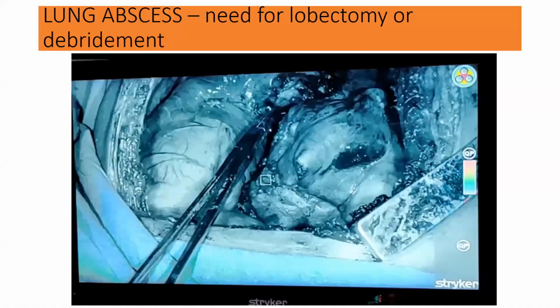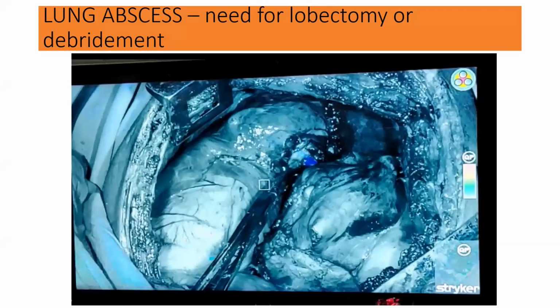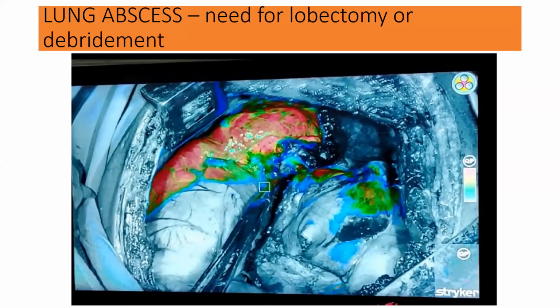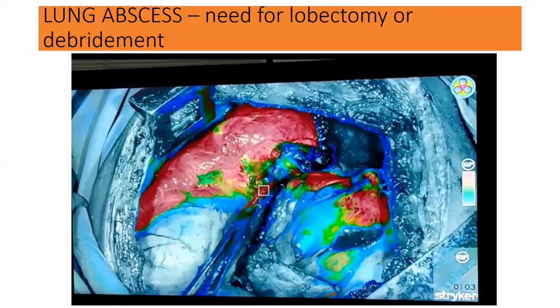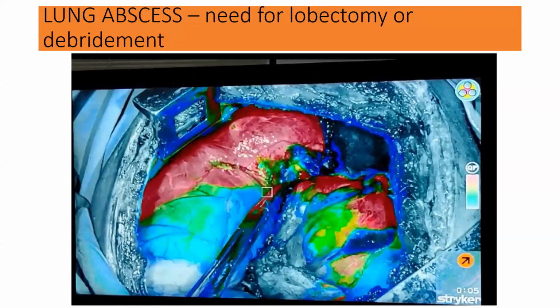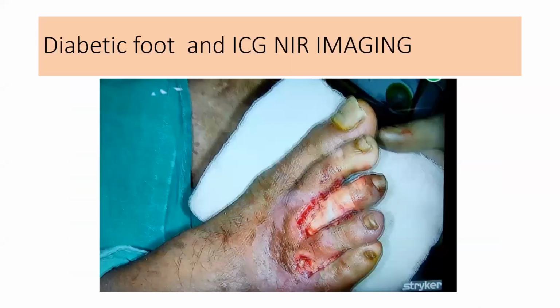This particular patient had a lung abscess, and we drained that. And the question was whether to do a lobectomy or not. We wanted to see the vascularity. So that particular lobe was completely avascular, and therefore we went ahead straight away with the lobectomy.